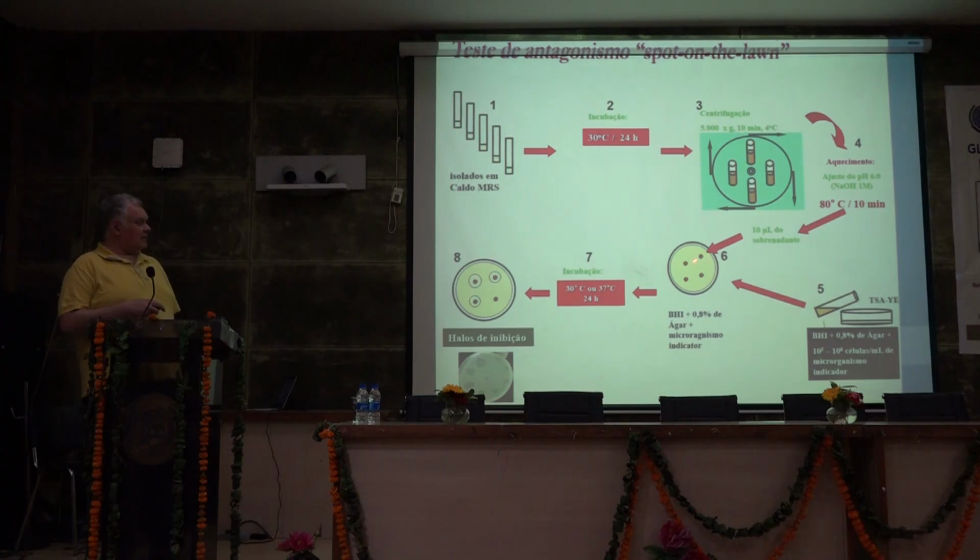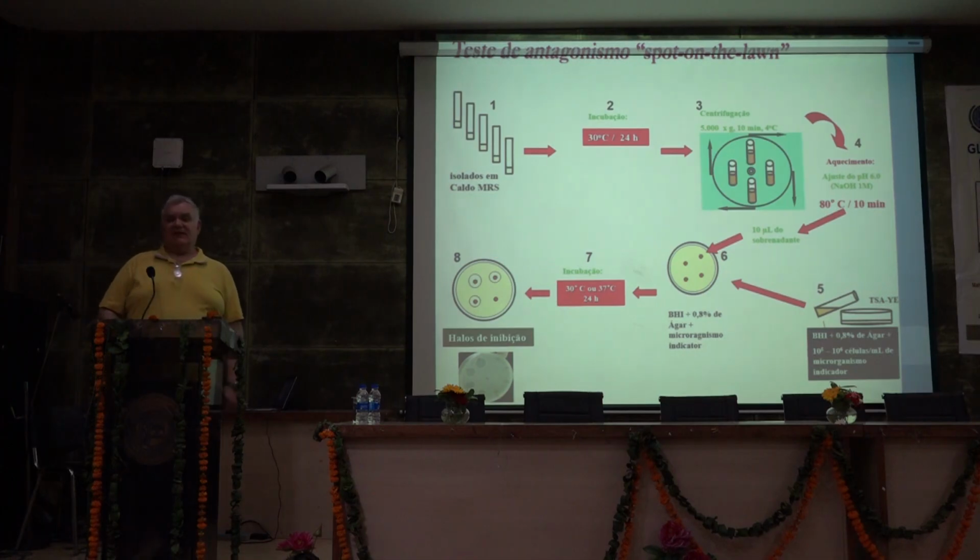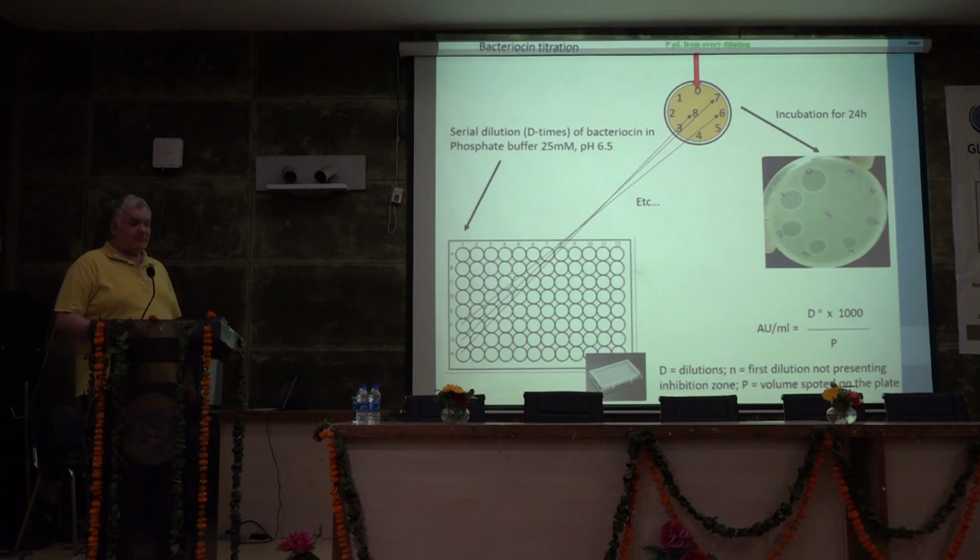Then you spot 10 microliters of the supernatant on the top, already treated. Then incubate and observe for the presence of the zones. And if you have the zones, bingo, it's working. If there are no zones, let's start from the beginning. We need to look for another strain that can produce it.